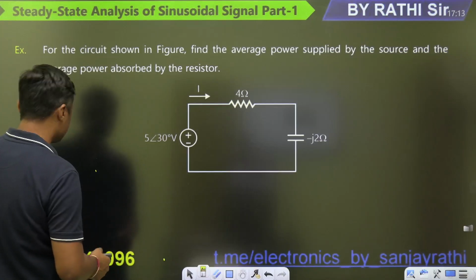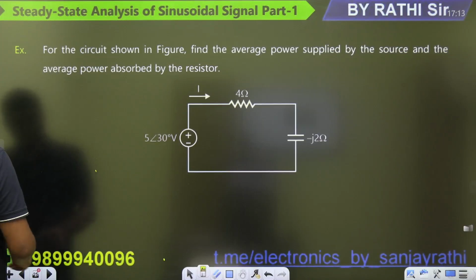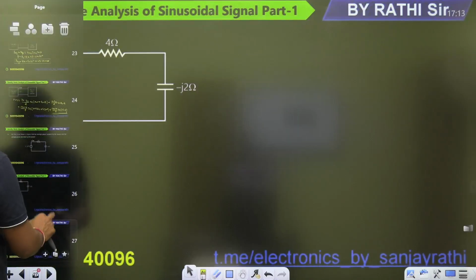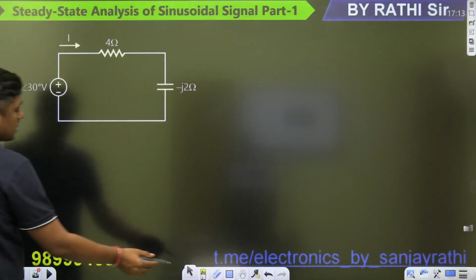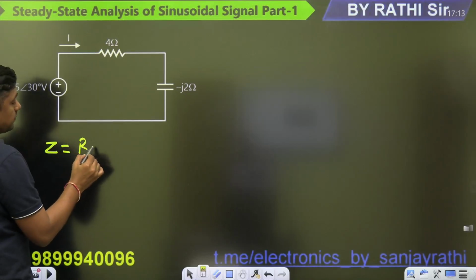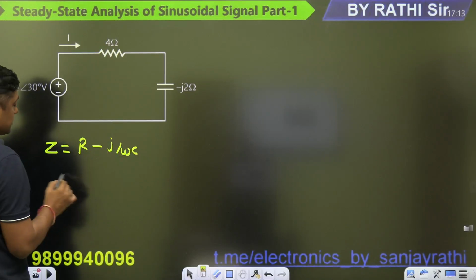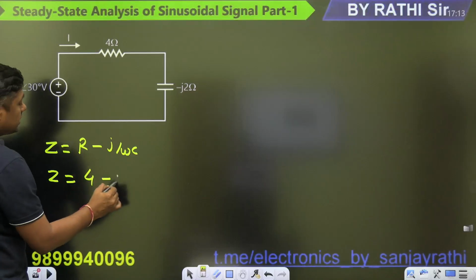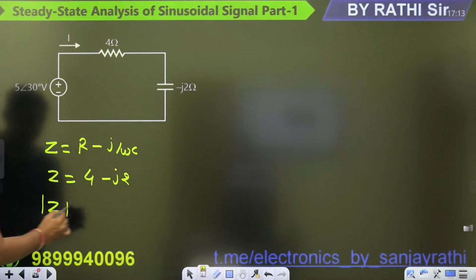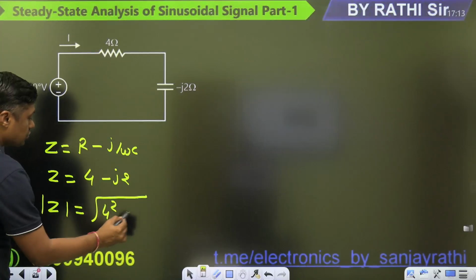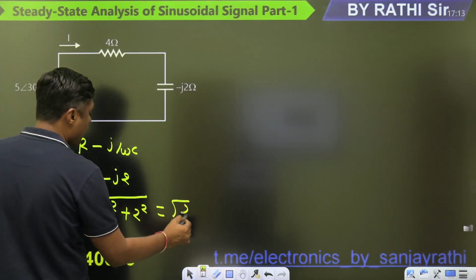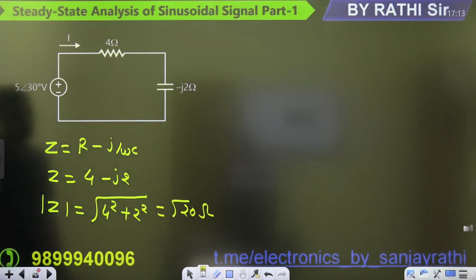Then if it is an RC circuit, first of all find the Z. What is the Z? R minus j by omega C, because it is a capacitive circuit. That's why it will become 4 minus j2. You can find the magnitude of that. 4 square plus 2 square, that is 16 plus 4, 20, root 20 ohm. Magnitude is root 20 ohm.